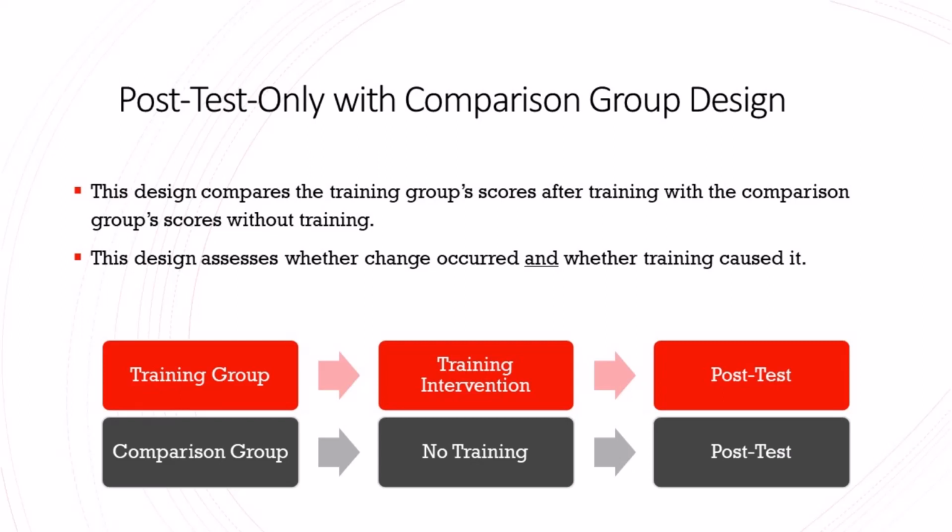This design also tells us whether training is a probable cause of any significant changes we find. The use of a control group helps us isolate the effects of training versus the effects of some other event or factor that was also present at the time of training.